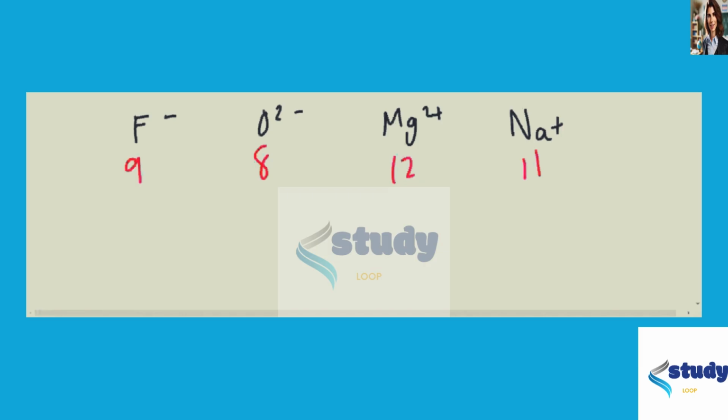We can arrange them now in a decreasing radius. So it would be, right, oxygen having the least number of protons and magnesium having the most. And obviously sodium ion and fluorine ion are in between.